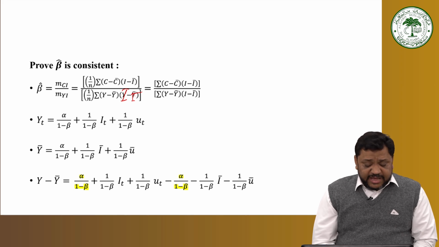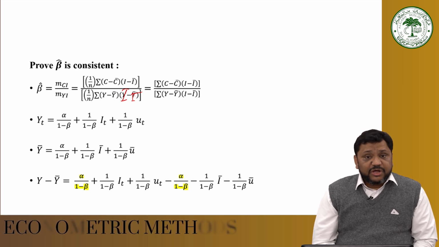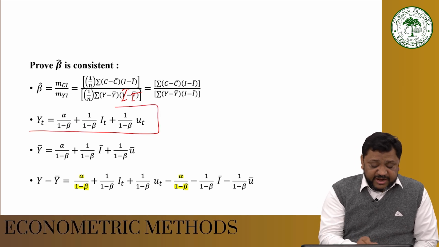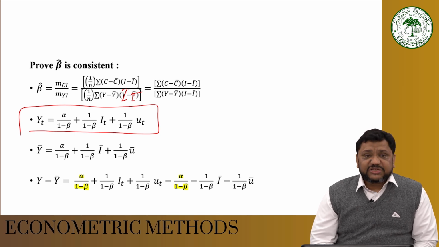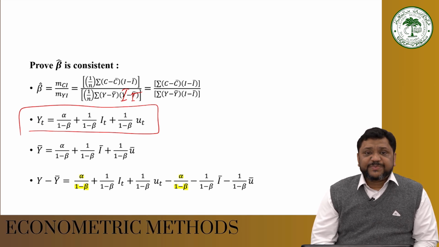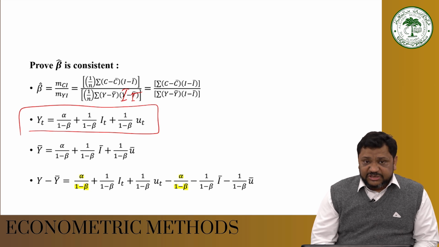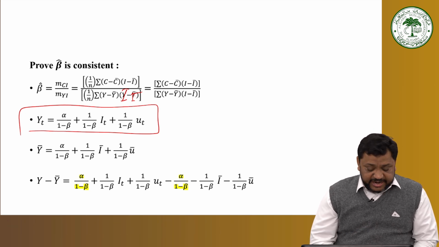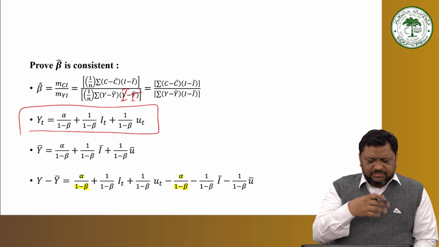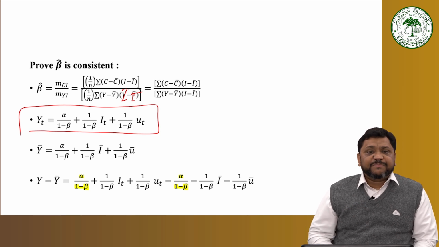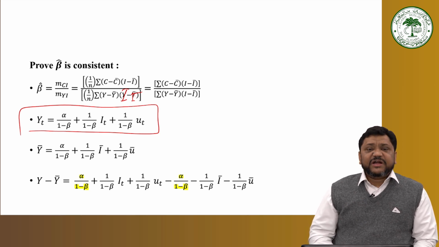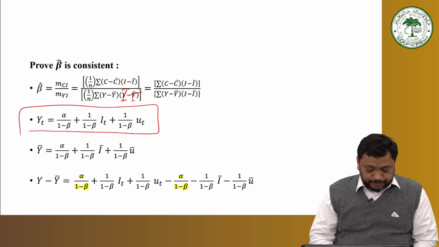Now we write yt. We know the function of yt is equal to alpha divided by 1 minus beta plus 1 upon 1 minus beta it plus 1 upon 1 minus beta ut. This is the function for yt, and we can write the similar function for y bar. Y bar is equal to alpha divided by 1 minus beta plus 1 upon 1 minus beta I bar plus 1 upon 1 minus beta U bar.